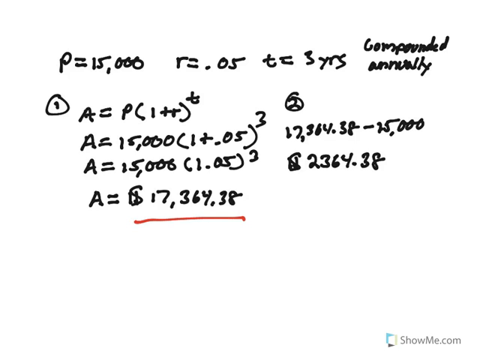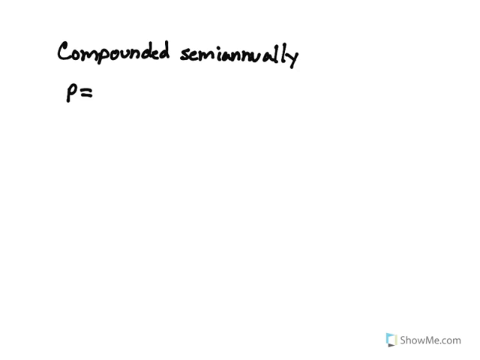We're going to do one where it's compounded semi-annually. Okay, and the given information is going to be principal is 7,000. The interest rate, if we convert that to a decimal, 7% will be 0.07. And the time is going to be 6 years.